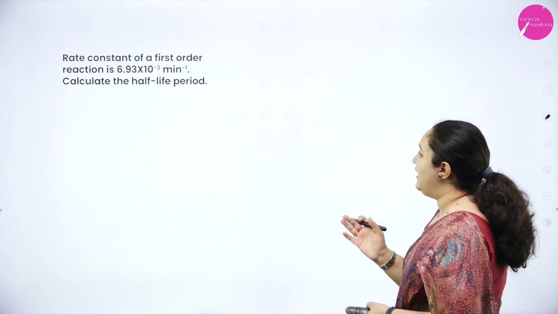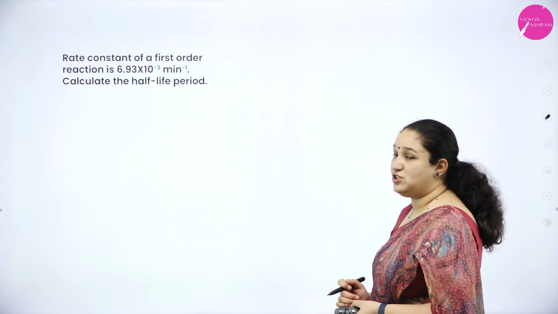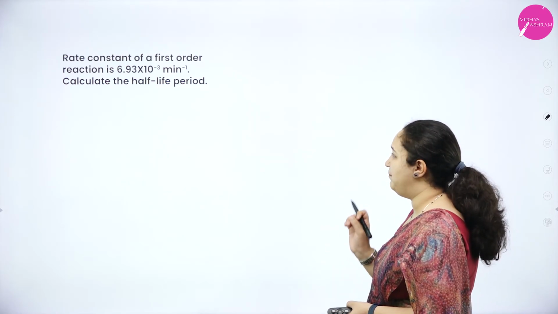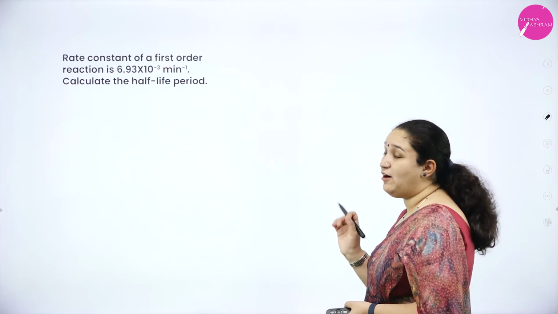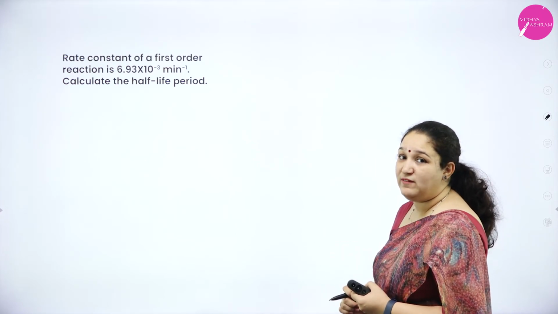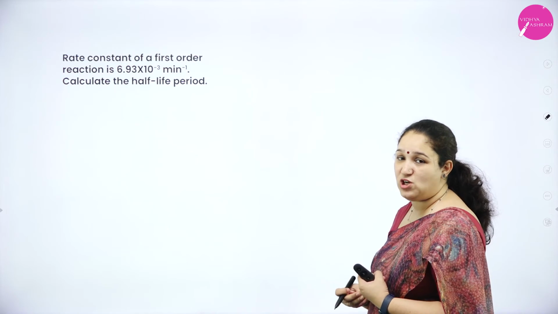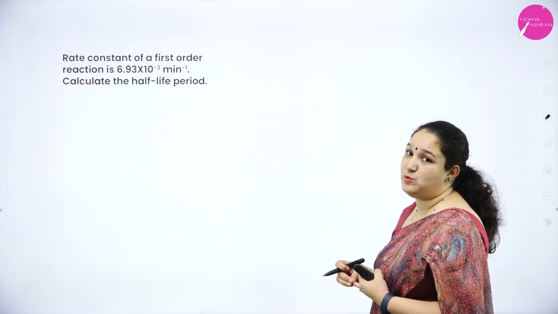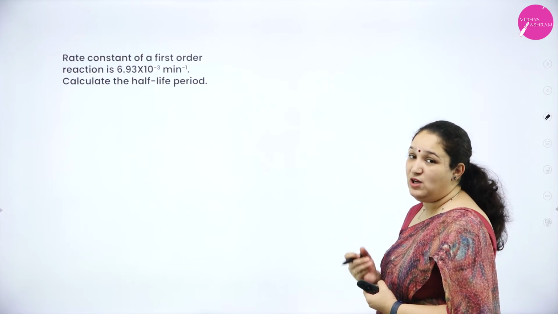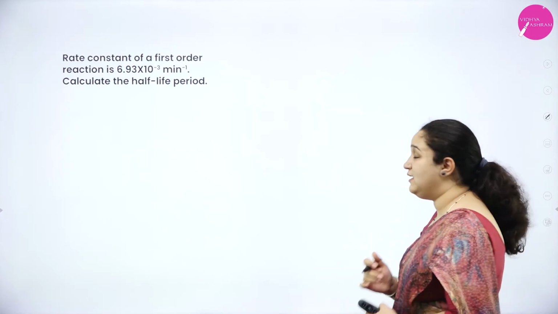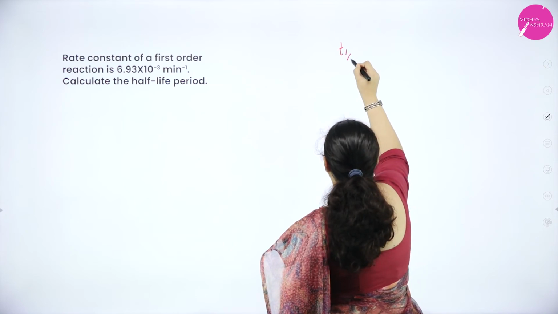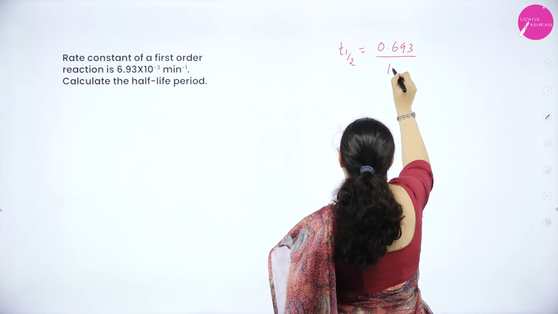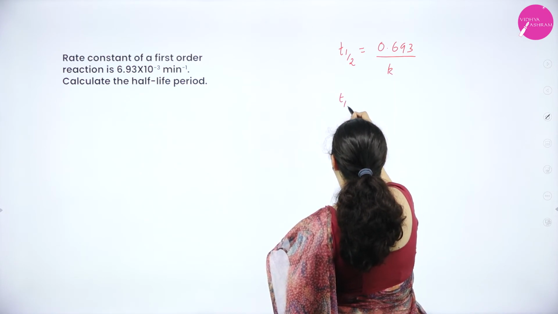Next question. Rate constant of a first order reaction is 6.93 into 10 to the power minus 3 per minute. Calculate the half-life period. So what is given? It is told that it is a first order reaction and they have given the rate constant value. We are supposed to calculate T half. So what is the formula? It is T half is equal to 0.693 by K. K value is given already.